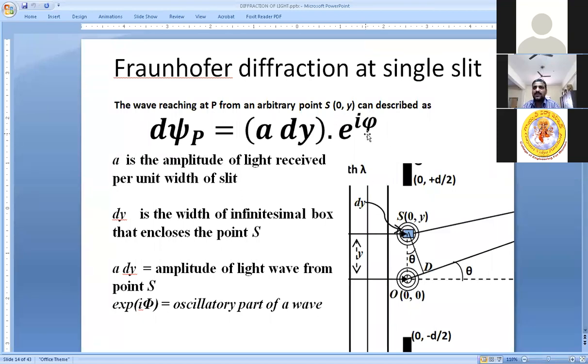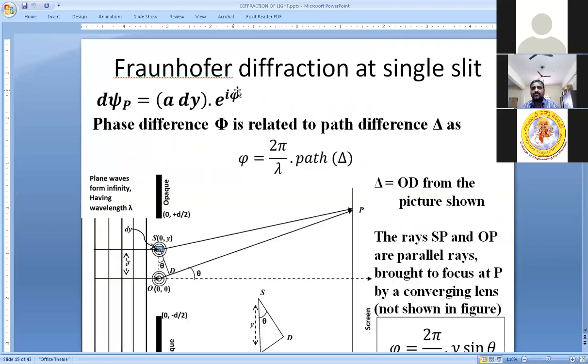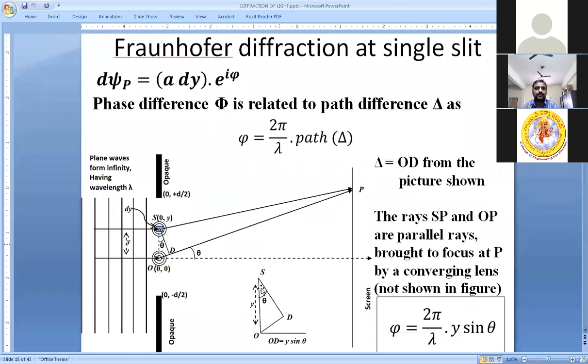So e power i phi represents the phase part, the oscillatory part of the wave, and we have tried to analyze this phi also. In the next slide I have tried to calculate phi, because phi is the phase difference. Phase difference is related to path difference delta using the relation phi equals 2 pi by lambda into path difference delta. And by using these right angle triangle relations, I have tried to prove the path difference OD.